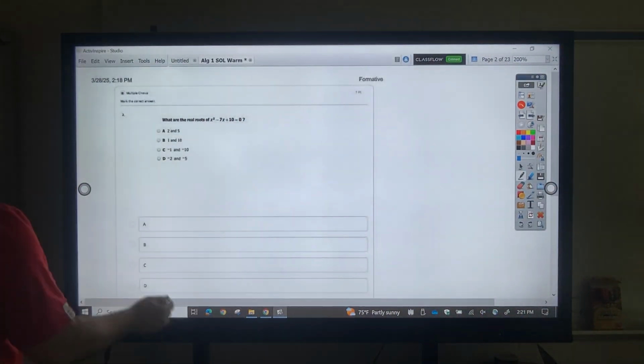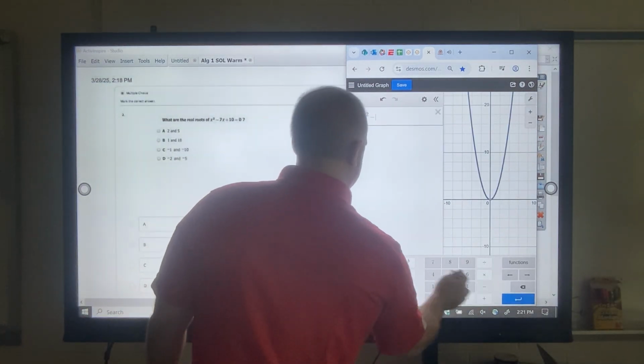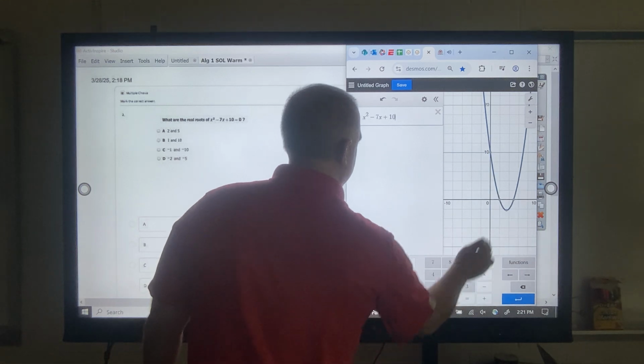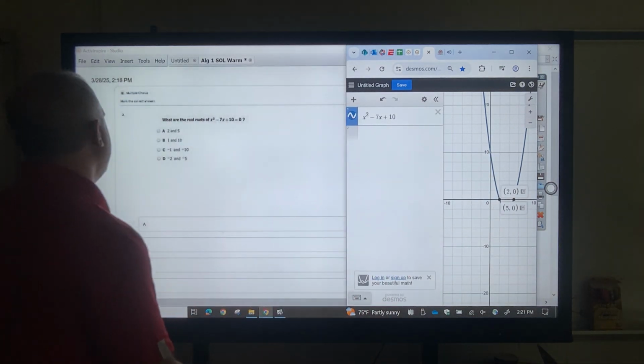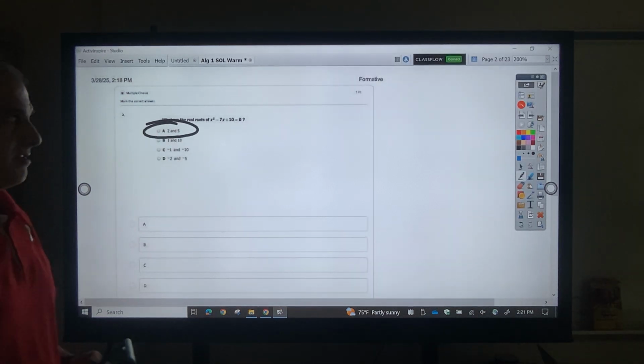Question 2, what are the real roots? So go ahead and all you do is type this in. X squared minus 7x plus 10. Okay, negative 2 and 5. I'm sorry, 2 and 5. It's A. Okay.